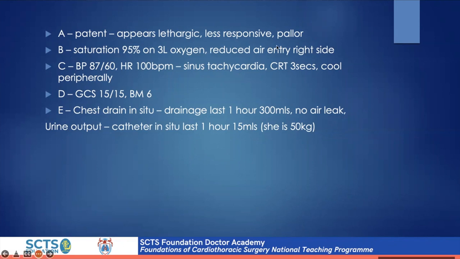On examination of her chest, there's reduced air entry on the right-hand side. She is hypotensive, 87 over 60, heart rate's tachycardic, sinus tachycardia on the monitor. Capillary refill time is slightly prolonged at 3 seconds, and she's very cool peripherally. GCS is normal, blood sugar's 6. She's got a chest drain in situ, and it's drained 300 mils in the last hour. There's no air leak on the drain. And her urine output in the last hour is 15 mils.